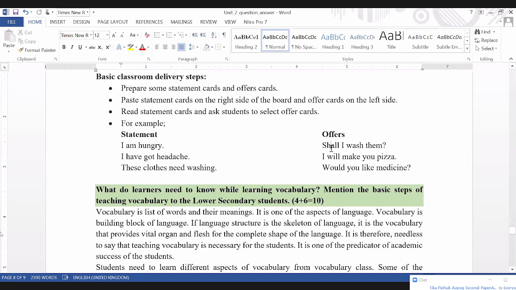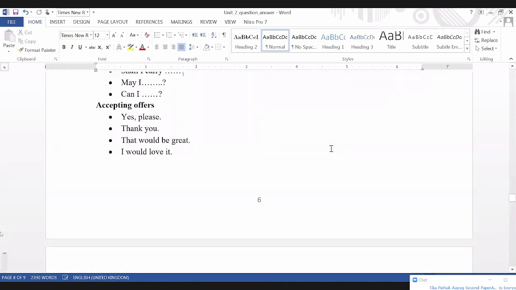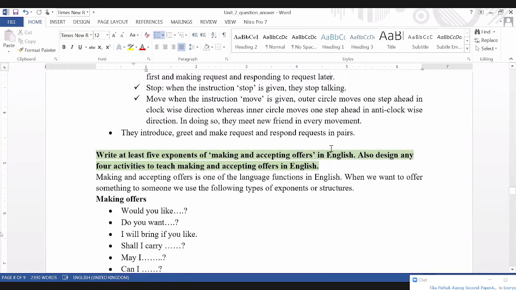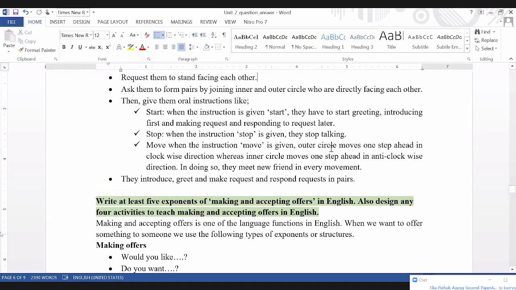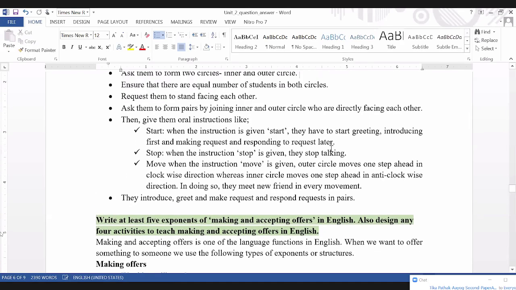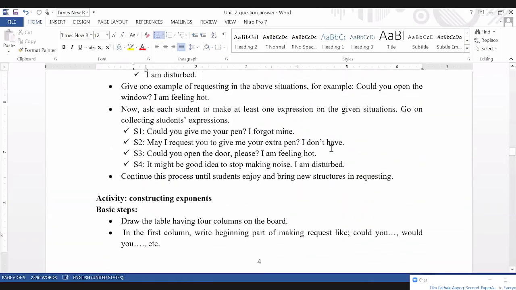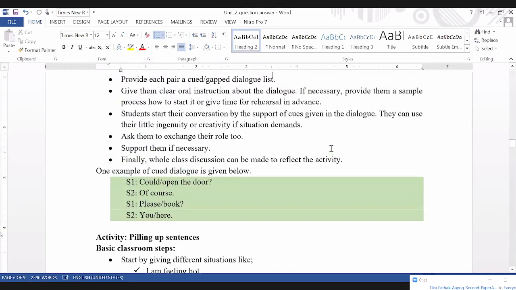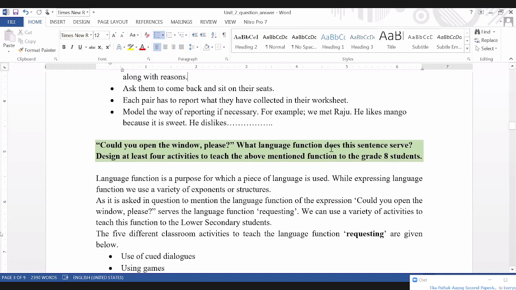So in this way, I have prepared here 2 sample question answers of teaching language function. This making offers is one. Last time you raised your curiosity, so I tried to make a plan on activity. This is about accepting offers. This is for requesting: could you open the window, please? What language function does this sentence serve? Design at least 4 activities to teach the above mentioned function to grade 8 students.